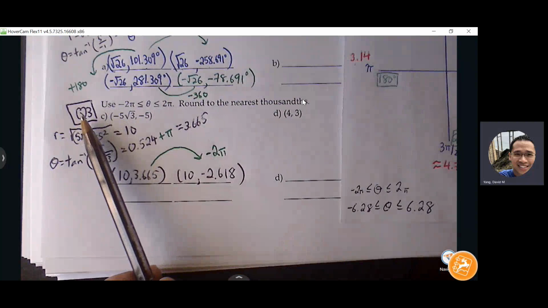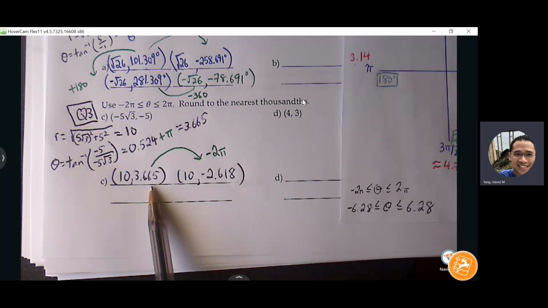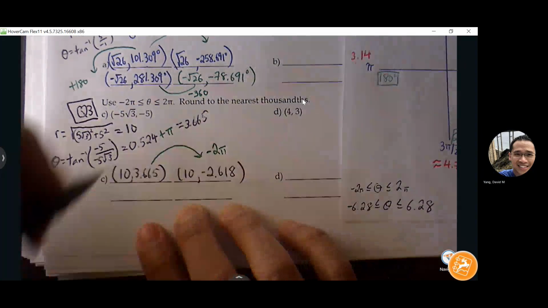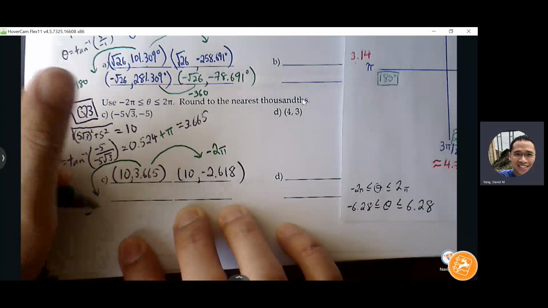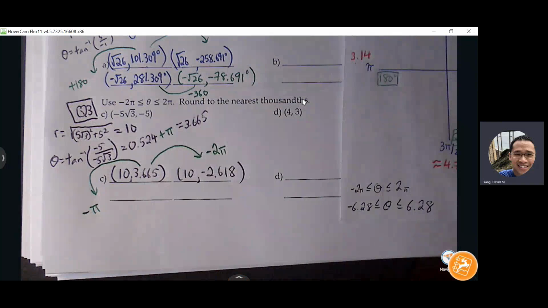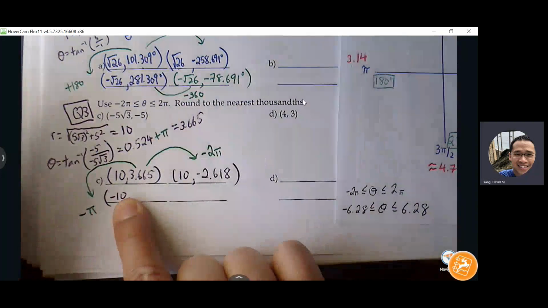So if I'm in quadrant 3, I can also play with quadrant 1. So how can I get this 3.665 into quadrant 1? Yep, subtract pi, right? Normally we would say subtract 180 or add 180, but in this case it's radian, so we subtract pi. But we're walking away from the first quadrant.